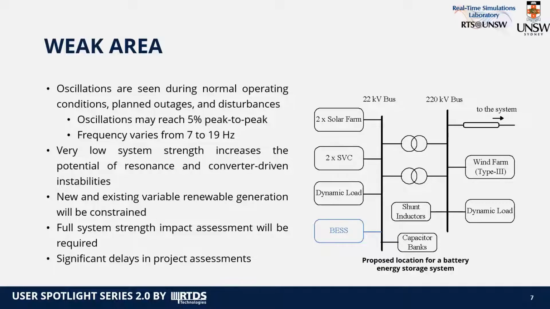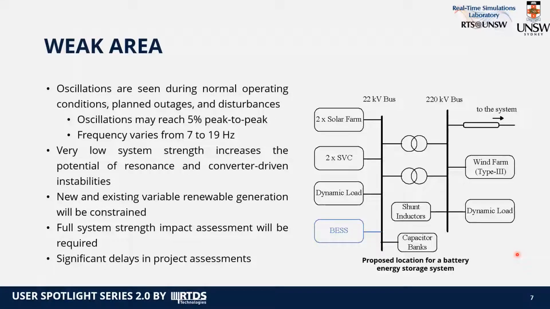In the West Murray zone, there is a particularly weak area, shown here on the right, that has renewable generation from solar and wind in one transmission substation. Oscillation has also been observed here, and several mitigation measures have been considered to tackle them. Transmission upgrades, synchronous condensers, and grid-scale battery energy storage systems are some of the examples.